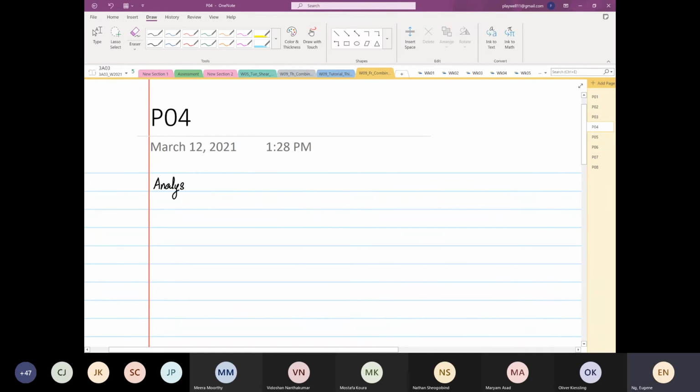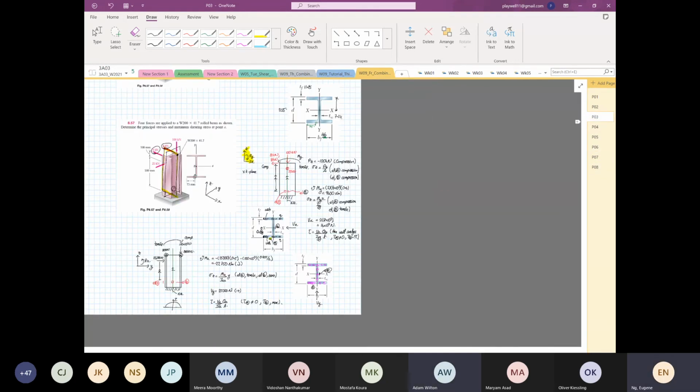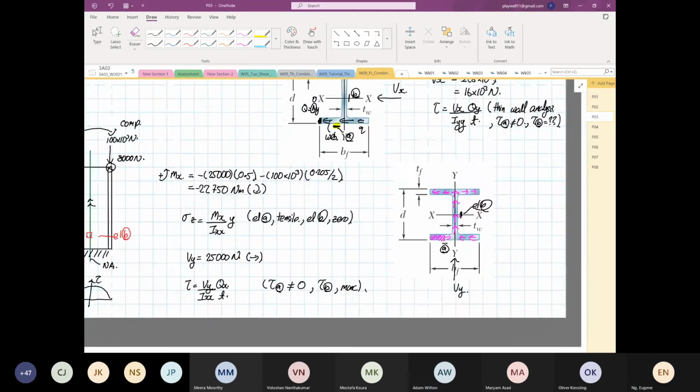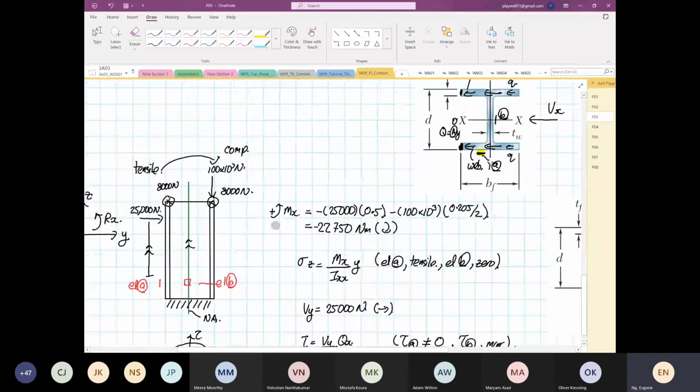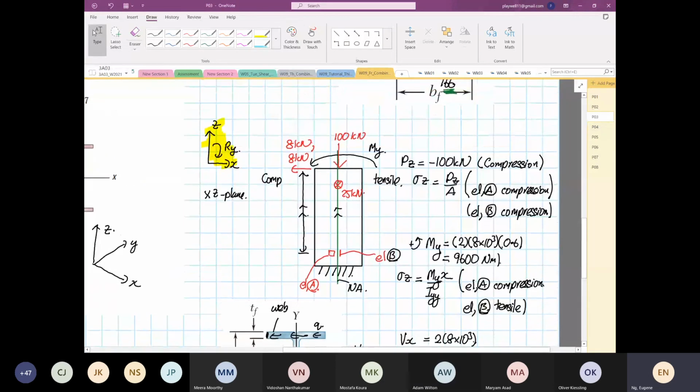Eugene, can I ask a question quickly? Yes. In the first view you did, when you did the bending moment, you said that element B was in tension, but it looks like it's on the neutral axis in your diagram. Yeah, it's not. If you look at this view, B is not exactly on the neutral axis. Can you see the offset? Oh, okay, thank you.